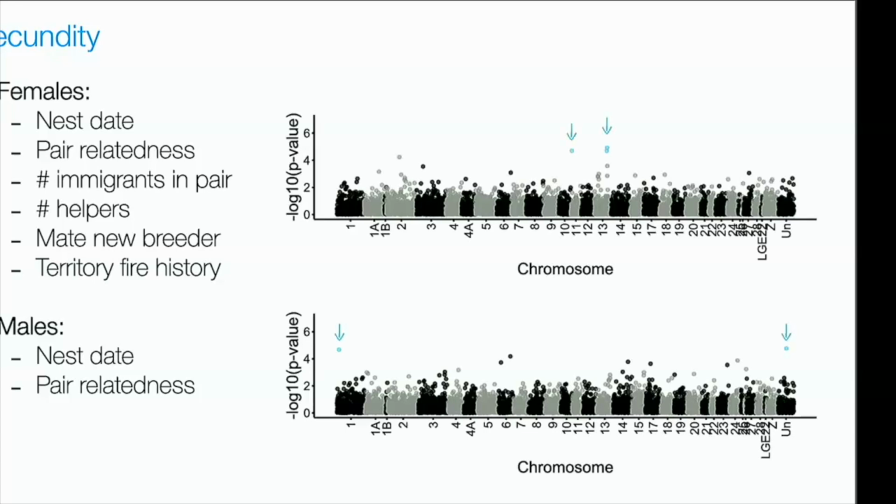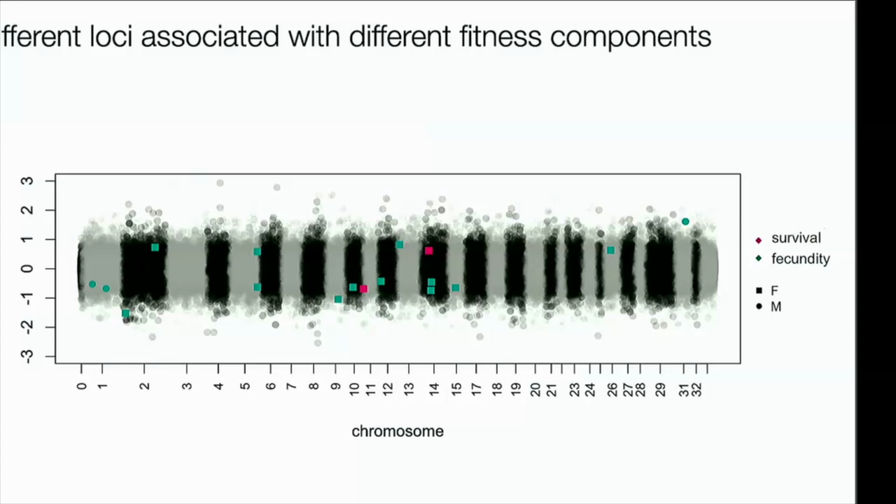And if you do the genome-wide association study, you can see that we found 3 SNPs significantly associated with egg numbers in females and 2 different SNPs in males. So overall, we found 12 alleles significantly associated with variation in fecundity, and 2 associated with survival in females.